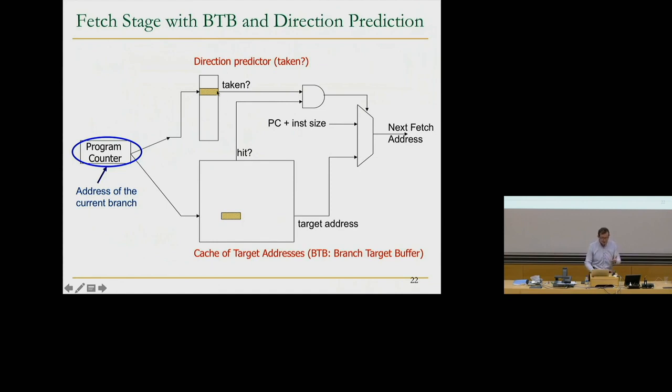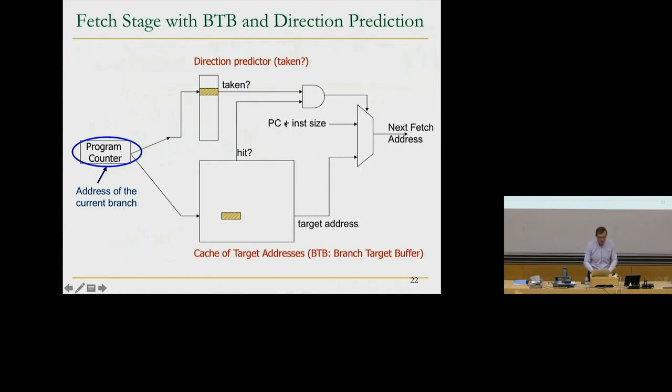Now, if the branch is predicted to be taken, but you don't hit in the BTB for some reason, you basically use PC plus 4 as the prediction. So if you don't have the target address, you use the next sequential instruction as the prediction for the next fetch address. So this is what a very basic front-end branch prediction logic actually looks like in an existing machine.